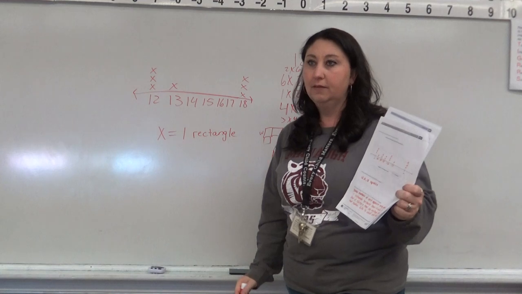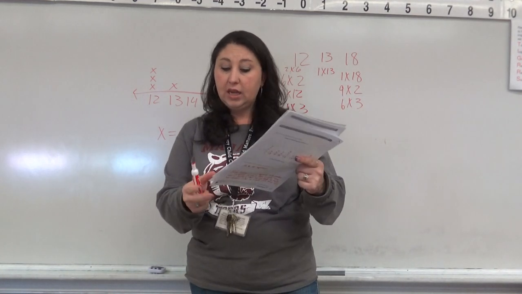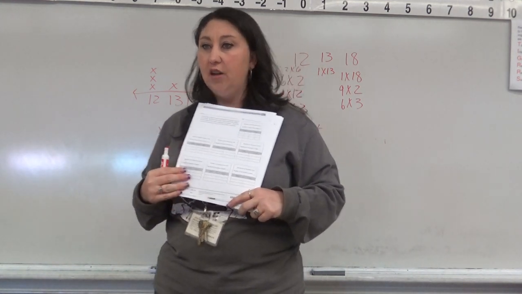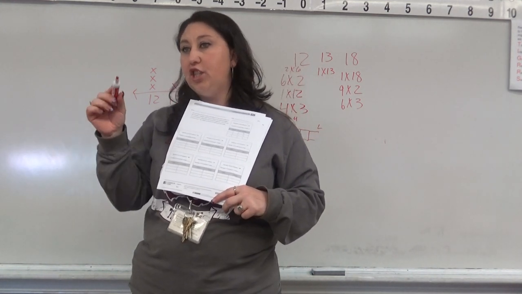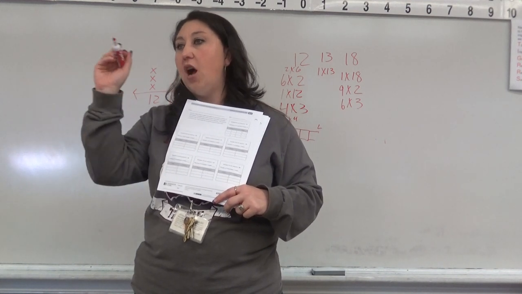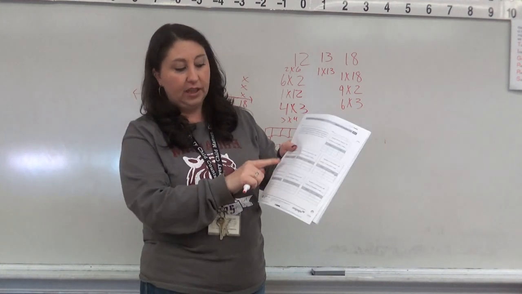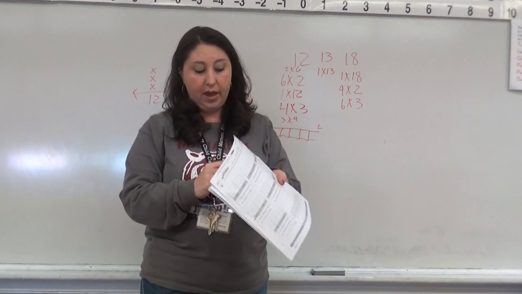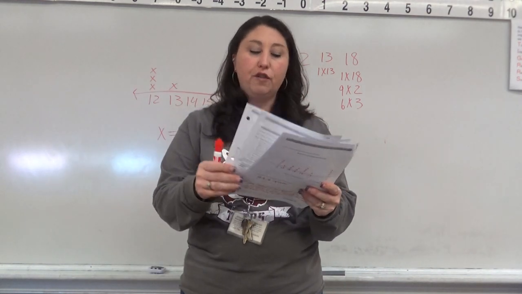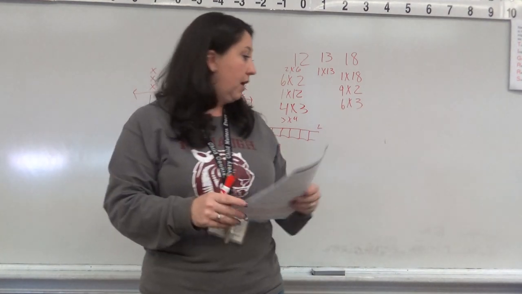So the first thing I want you to do is do page 21. I would like you to use your tiles to figure out your array, I want you to draw it out on your whiteboard, and then I want you to fill in each box, okay? Just do that page, and then we will go over the last page of the line plot together. Okay?